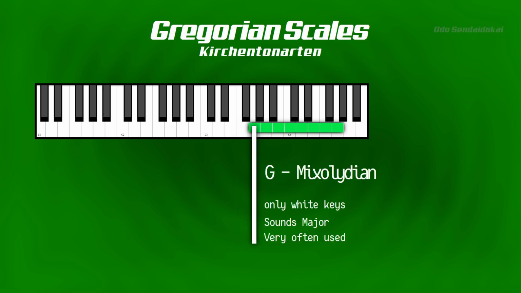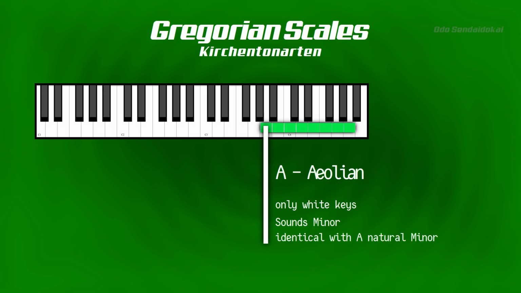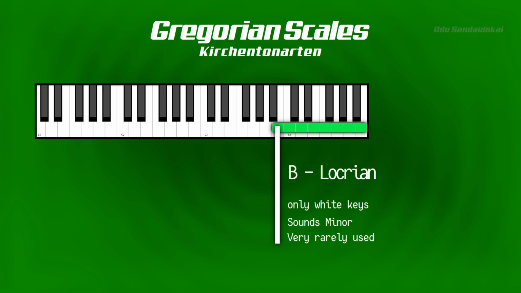Mixolydian. Sounds major, very often used. Mixolydian starts with a G and you guessed it, has only white keys in the scale. Aeolian. Sounds minor. Is minor because Aeolian is identical to A natural minor, and as we all know, it has only white keys in the scale. Locrian sounds minor, very rarely used. Locrian starts with a B and has only white keys in the scale.